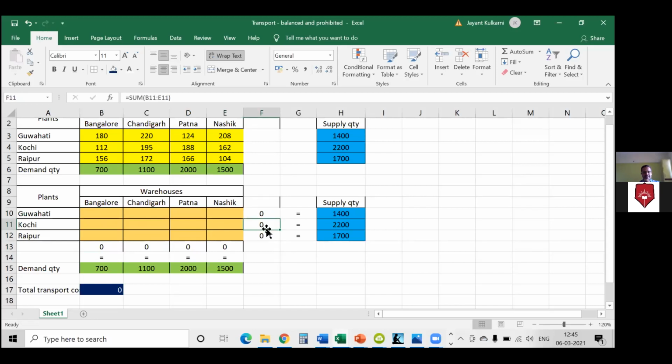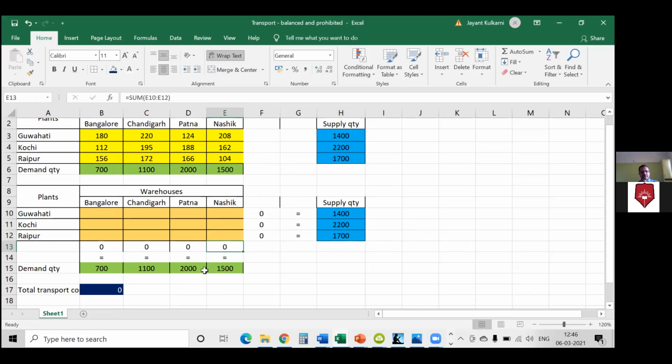So those sums have been captured here. Now, we know that the total quantity coming from Guwahati should equal 1400. So it should be equal to here, and equal to here. Whatever number we get here should match 1400, whatever number we get here should match 1100, and here should match 1500, and so on.